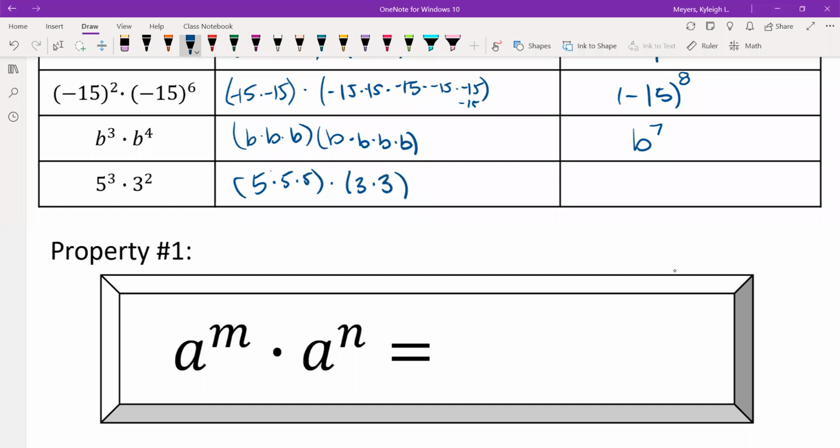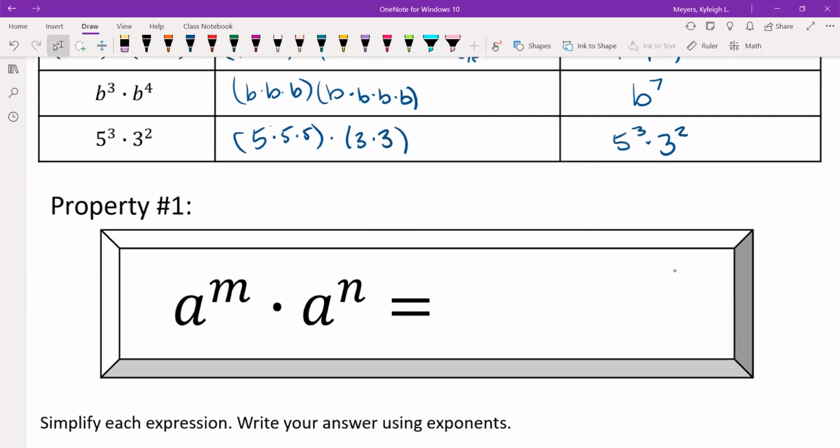All right, so hopefully you got b to the 7th. Do you think I can combine the 5 and the 3 together? No, right? Because they're not the same base. So we just leave it as 5 to the 3rd times 3 squared.